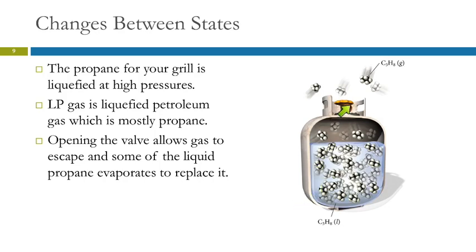What happens when you open the valve to your gas grill is we are releasing the pressure. In here there is some air space or gas space above the liquid, and some of the molecules here are in the gas state. When we open the valve, then some of them can escape. And as those escape, more of the propane molecules are going to evaporate to take their place up here.